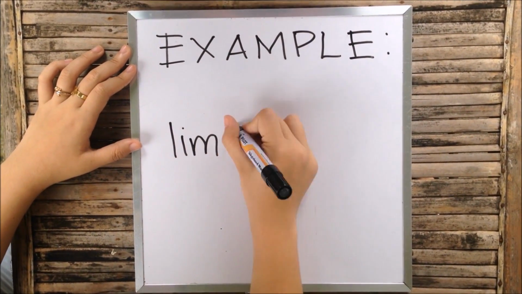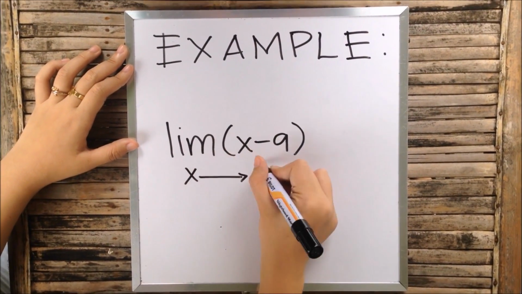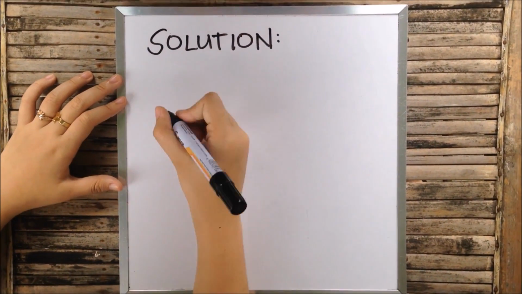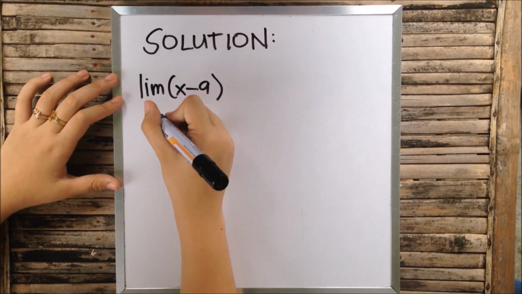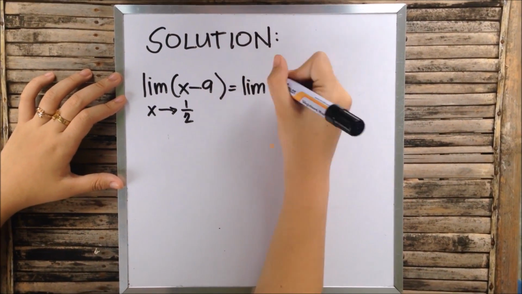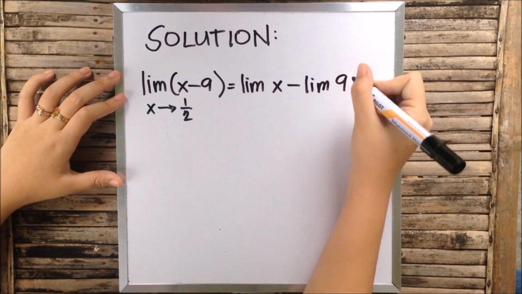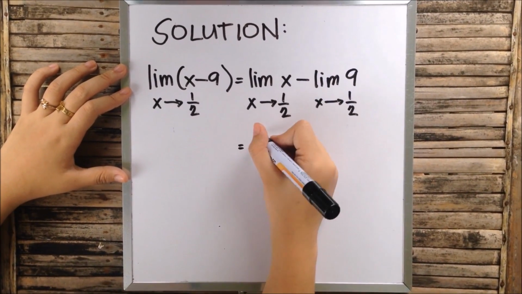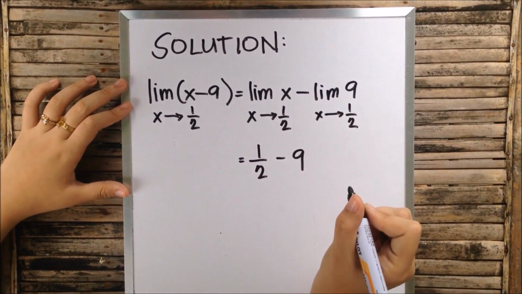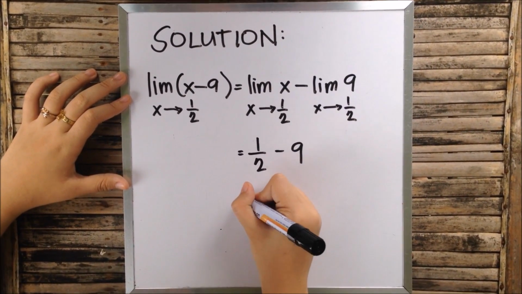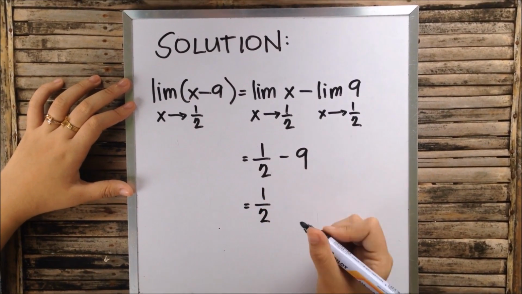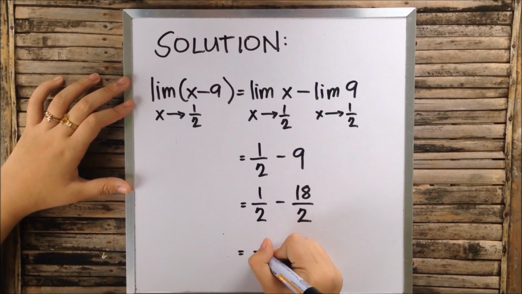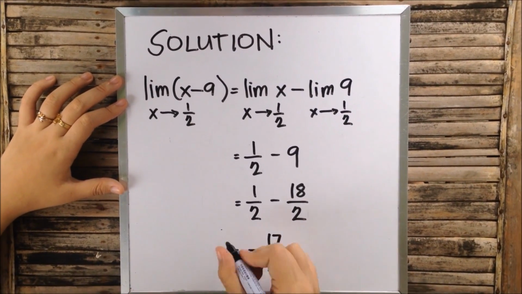Limit of x minus 9 as x approaches 1/2. Here's how to solve it. Limit of x minus 9 as x approaches 1/2 equals limit of x minus limit of 9 as both x's approach 1/2. Substitute the value of x, which is 1/2, so 1/2 minus 9. Since it is a fraction, you can convert 9 into 18 over 2. That will be subtracted from 1/2, so it is equal to negative 17 over 2 in simplest form.